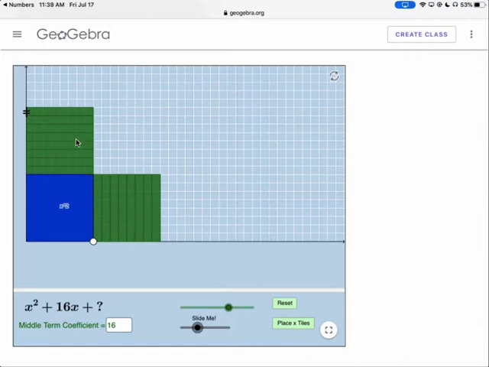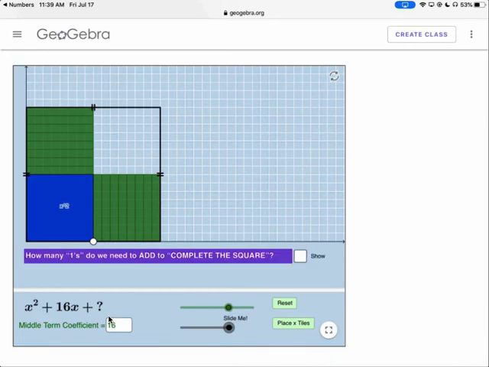And then I have the same thing up here, another 8x tiles. So altogether, if you add those up, you have 16x tiles, right? So I have x squared added with 8x added with another 8x, which is the same as x squared plus 16x, okay? Now what I want to do is complete the square here. I want to turn this into a square, okay?